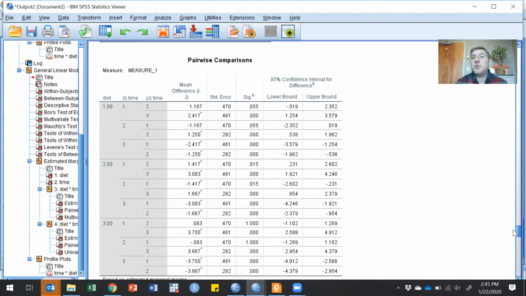Here's where it's going to start putting the simple effects analysis. So here are pairwise comparisons comparing each time within each diet program. So for diet program 1, how does time 1 versus time 2 compare, time 1 versus time 3?